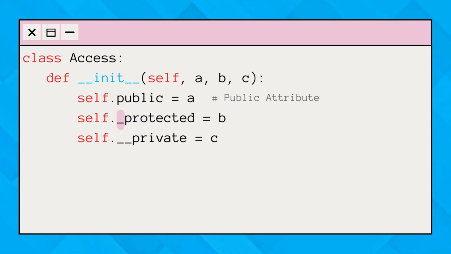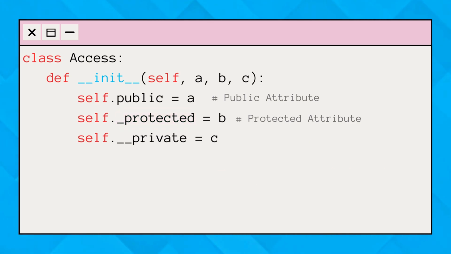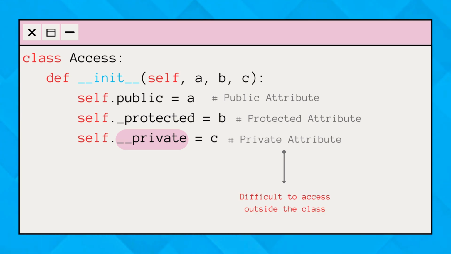Moving on, the single underscore before the variable name protected indicates that it is a protected attribute. This is a convention suggesting that it should not be accessed directly outside the class and its subclasses, though it is not strictly enforced by Python. For the last one, the double underscore before the variable name private indicates that it is a private attribute. This makes it more challenging, though not impossible, to access from outside the class.